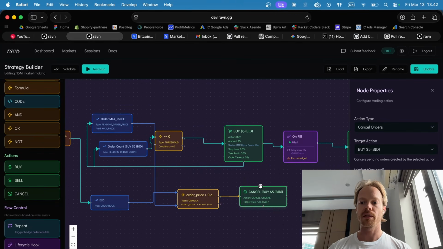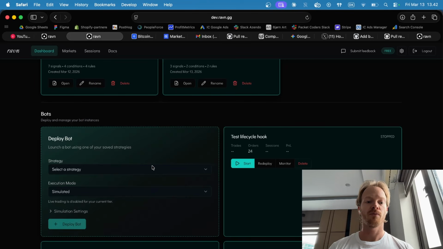We can just go ahead and update it, and then we can start the strategy. So after we've saved this strategy, we can select it from here. I'm going to do this 15-minute market making, which is the one we just worked on, and then I click deploy bot.